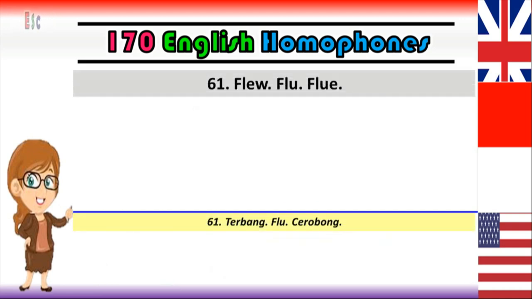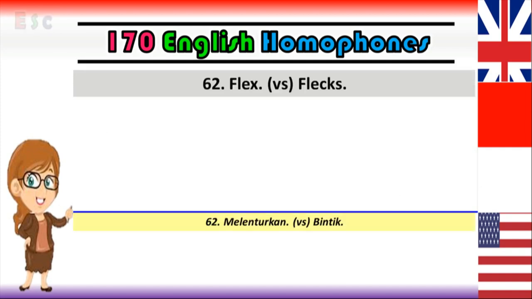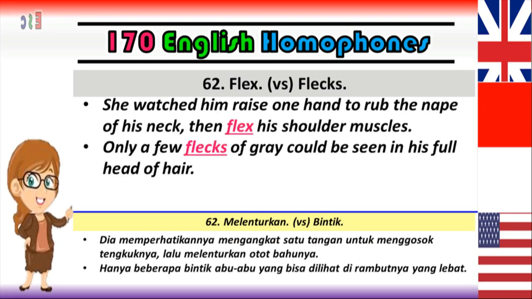61. Flew, flu, flue. Examples: a bird flew by and saw one of the half-eaten calves that I had dug up. Stephen's still in bed with flu. You may prefer central heating and more controllable ventilation than permanently open flue. 62. Flex versus flecks. Examples: she watched him raise one hand to rub the nape of his neck, then flex his shoulder muscles. Only a few flecks of gray could be seen in his full head of hair.